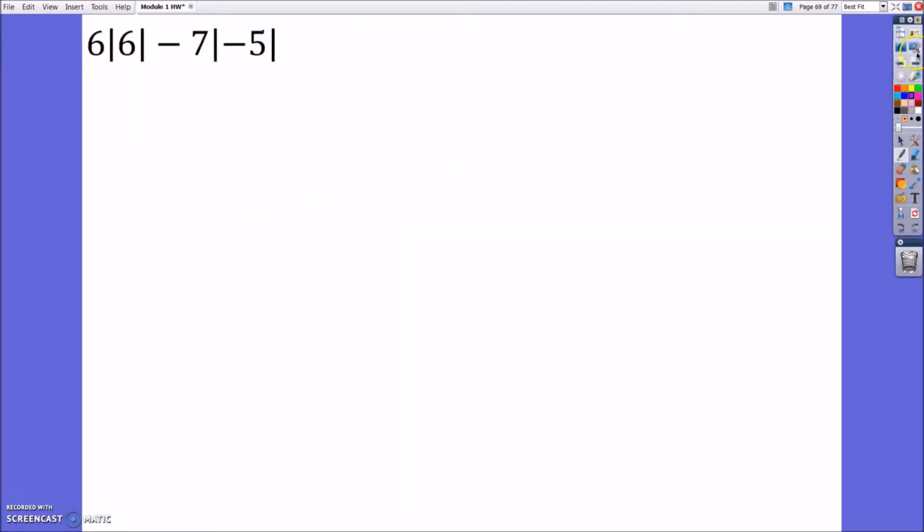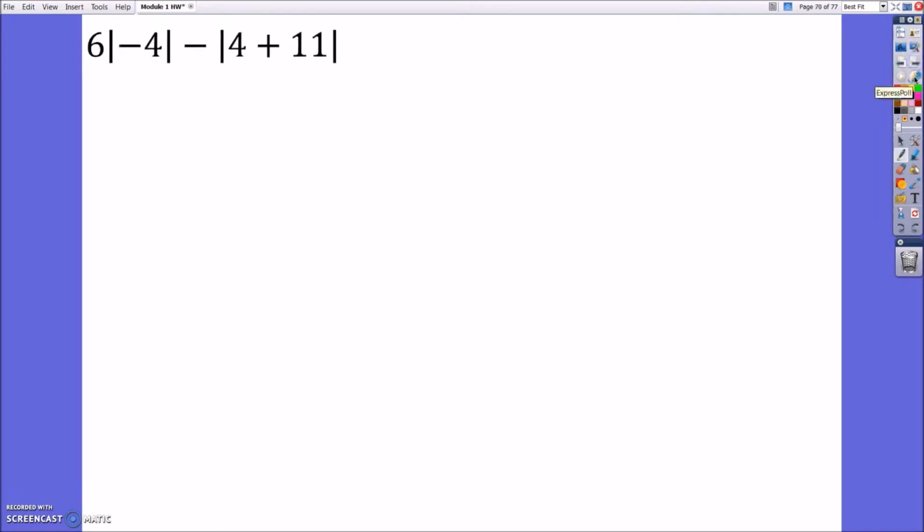Okay? So let's go ahead and look at this, though. So we're going to just stick with simplifying. On this one, the absolute value of 6 is 6. And then I'm just going to have 6 times 6 is 36. Okay. Then I'm going to have the absolute value of negative 5 is 5. And I'm going to have negative 7. I'm going to have 7 times 5, which is 35. So then I'm just going to have 36 minus 35, which is just 1.